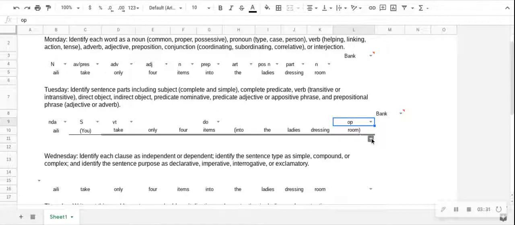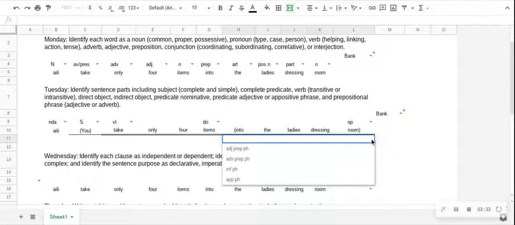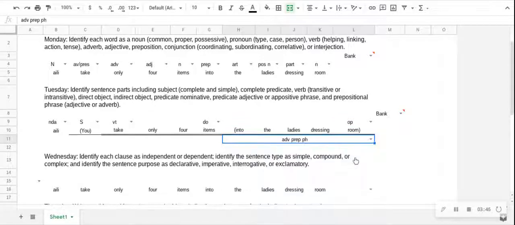Okay, since we're talking about direction and the way that we are moving, that's an action. So we're modifying our verb. We're saying where we're taking items into. We're not saying what items we're taking. We're saying that we're taking items into somewhere. So it is an adverb prepositional phrase.